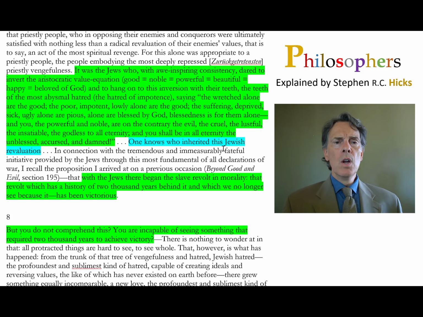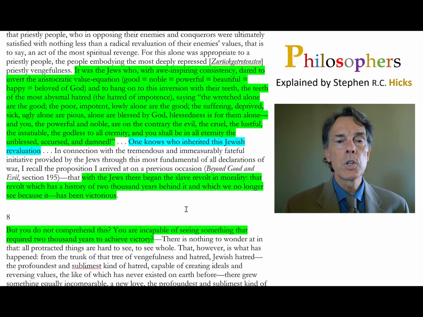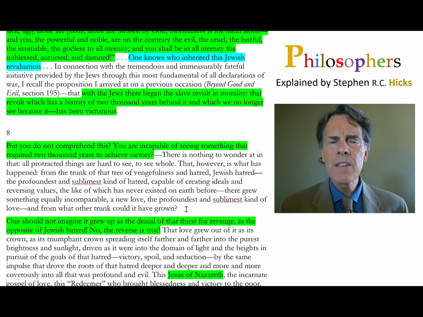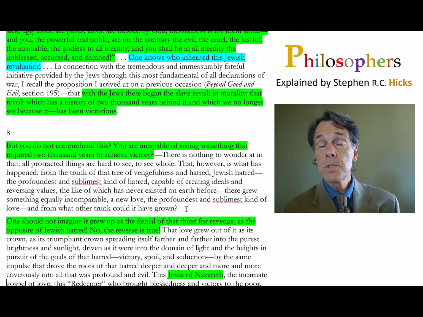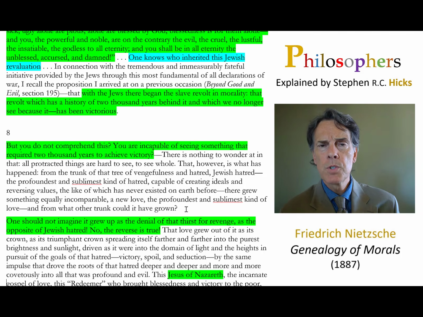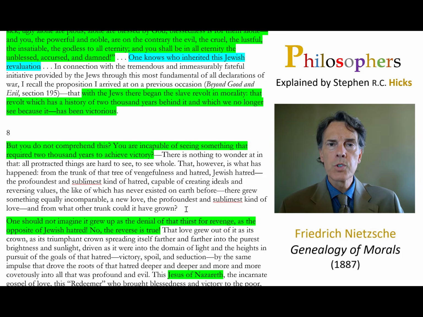And then he suggests we know, or one knows rather, who inherited this Jewish evaluation, and that, of course, is going to be Jesus and the Christians. So what he then claims, as a historical point, is that with the Jews there began the slave revolt in morality. And it's interesting that he calls it the slave morality, because he's hearkening back to the time when, according to Jewish history, the Jews were enslaved for many generations to the Egyptians. And so it's under those circumstances, where it's the Egyptians who are living the high life, and it's the Jews who are subjected to slavery, that the Jews generated this inverted moral code. And it was obviously successful for them and has somehow spread.